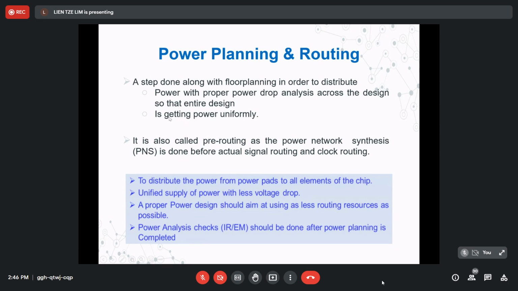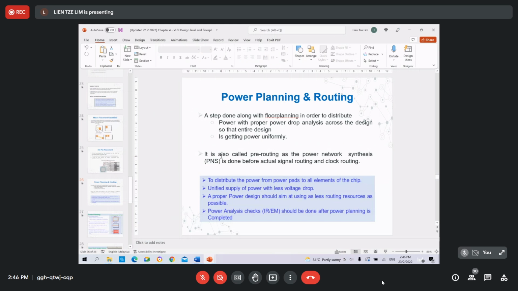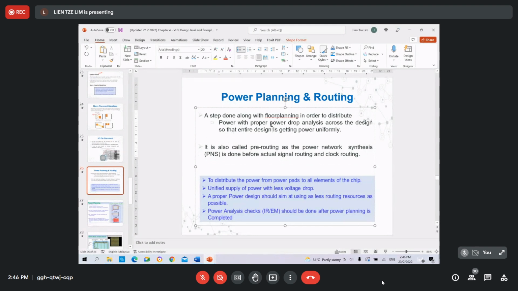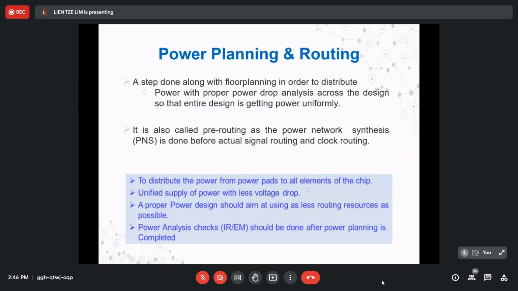Okay, this one I need to make a correction. This together is one point only. It is called pre-routing as the power network synthesis is done before actual signal routing and clock routing.